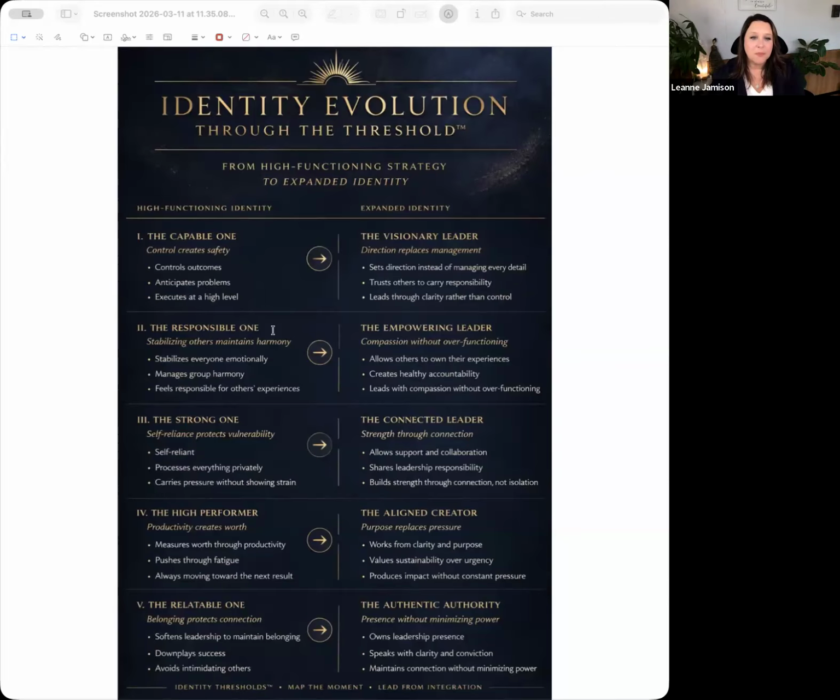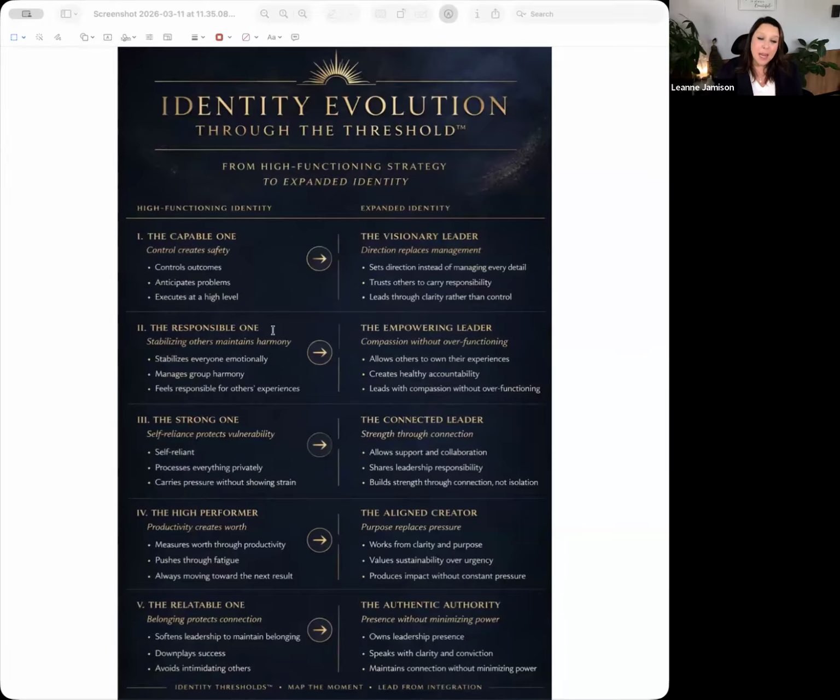Now, let's move on to the fourth identity. So, we're looking at the high performer to the aligned creator. The high performer, she gets shit done, right? She has the track record that commands respect. She finishes what she starts, she delivers every single time. And she often doesn't know how to stop.